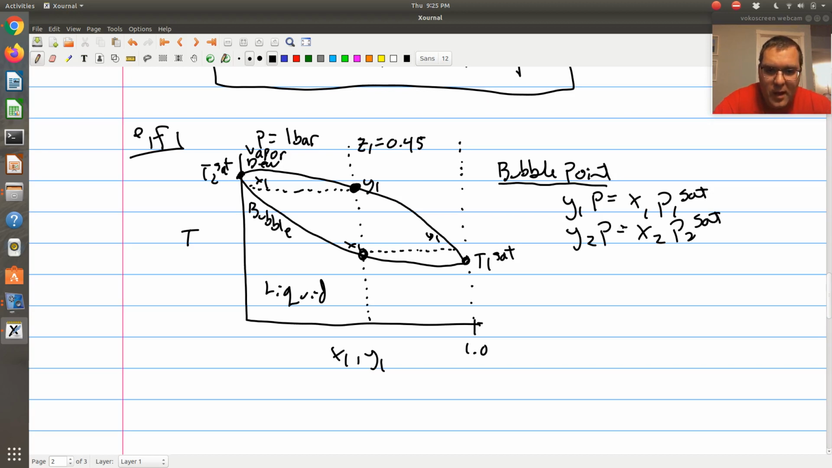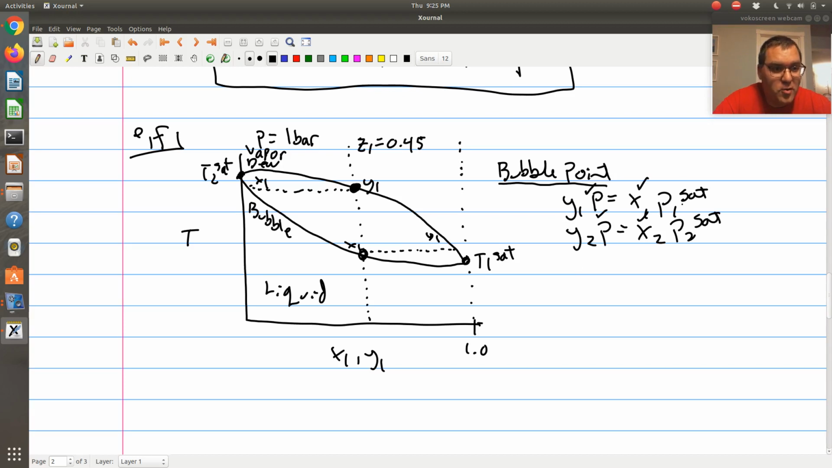Okay, what do I have? Well, now I have P. It's a bubble point, so I know X, because X is just equal to my mixture composition. I don't know Y, and I don't know P1 sat and P2 sat.